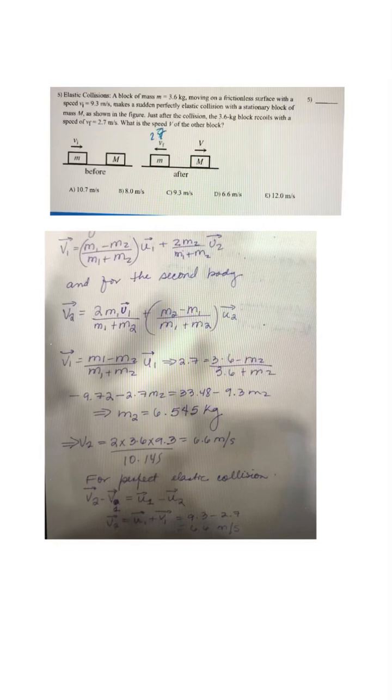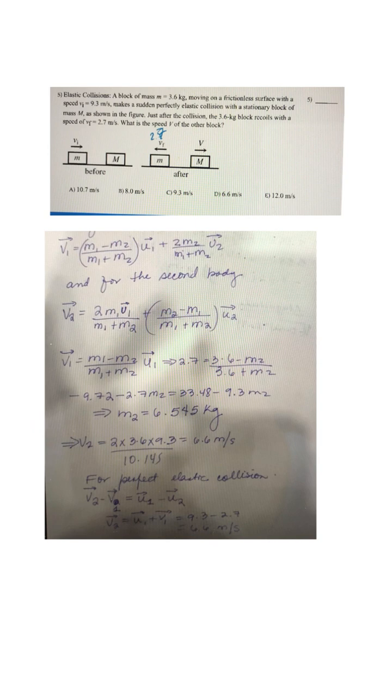Okay, so chapter 8, question 6, elastic collision. A block of mass m equals 3.6 kg moving on a frictionless surface with a speed v initial equals 9.3 meters per second makes a sudden perfectly elastic collision with a stationary block of mass M, as shown in the figure. Just after the collision, the 3.6 kg block recoils with a speed of vf equals 2.7 meters per second. What is the speed v of the other block?